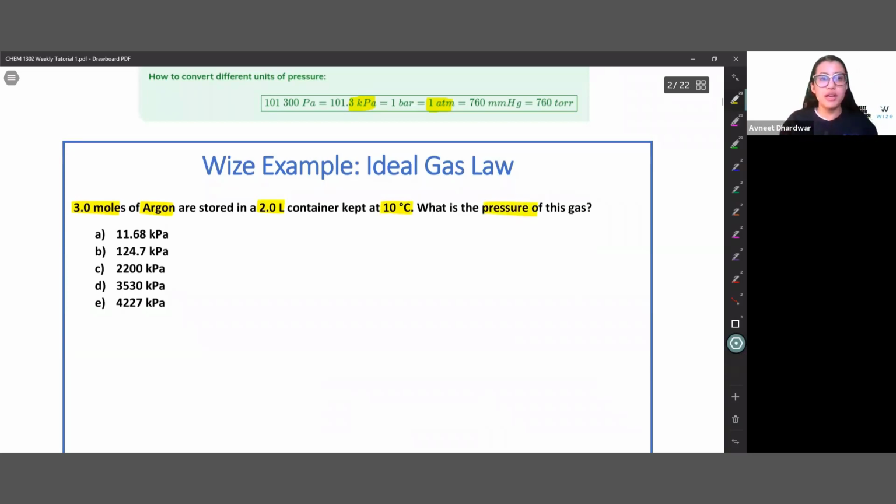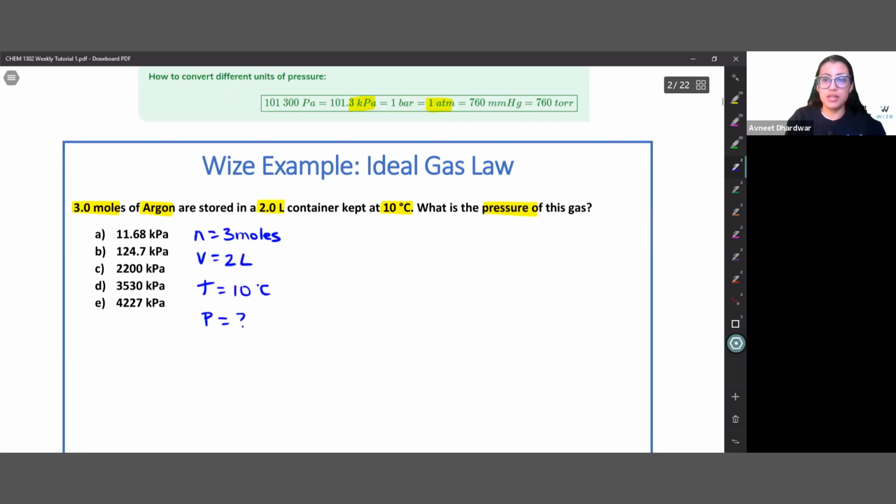So what I always like to do, no matter if the problem looks easy or hard, is write out the variables that I know and the ones that I'm looking for. So here we know we have 3 moles of argon. And remember, guys, to take your own notes today because we can't share these specific notes with you, okay? So try to do your best to take your notes today. The volume is 2 liters. The temperature is 10 degrees Celsius, and we're being asked for the pressure.